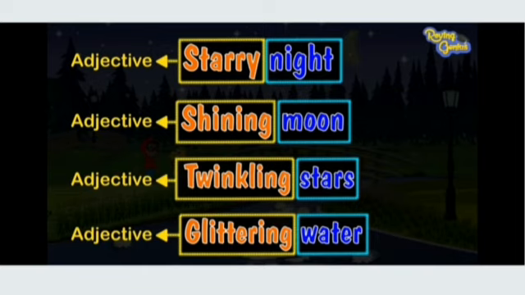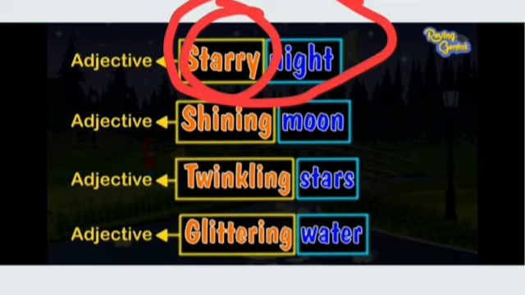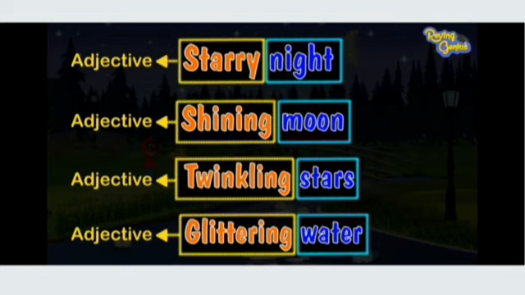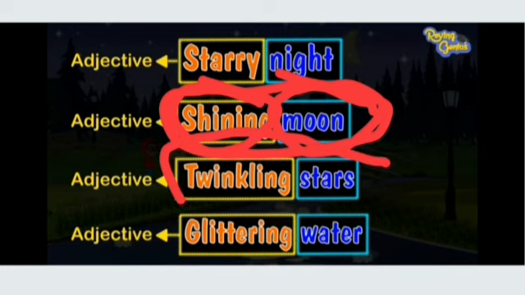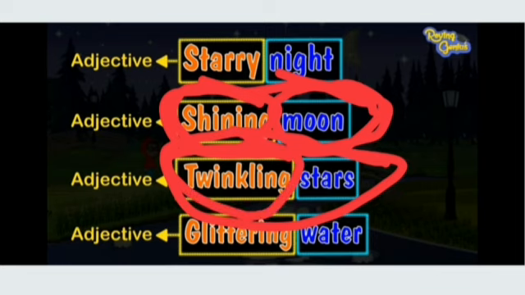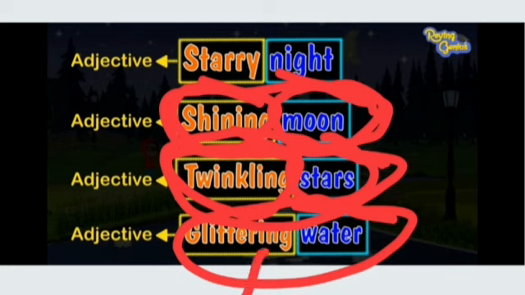again, here are some examples of adjectives. Okay, you can write these things. Starry night. Starry is an adjective, but night is a noun. Okay, again, shining moon. Shining is an adjective, but moon is a noun. Again, twinkling stars. Yes, so here twinkling is an adjective. On the other hand, stars is a noun. Again, glittering water. Glittering is an adjective, but on the other hand, water is a noun.